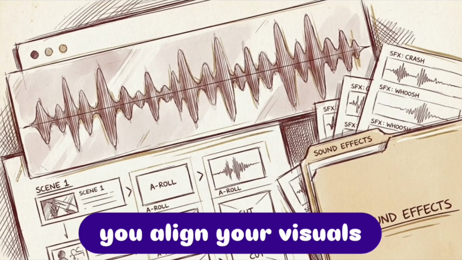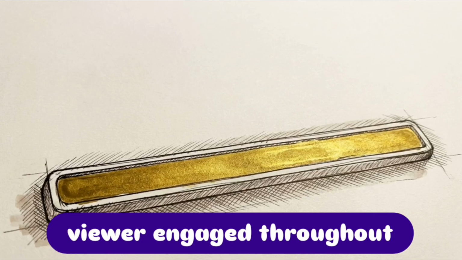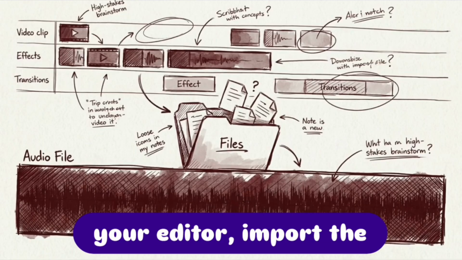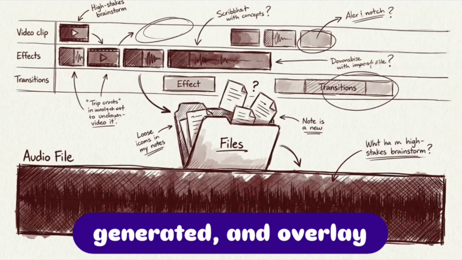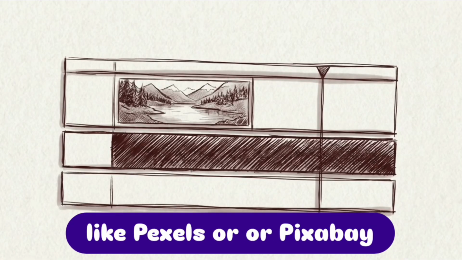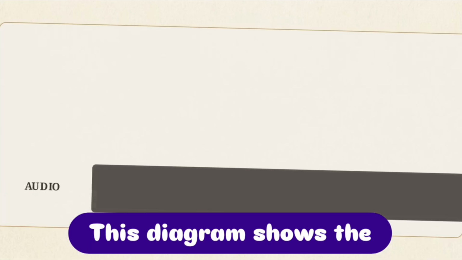This is the phase where you align your visuals and audio to keep the viewer engaged throughout the entire video. Set up your timeline in your editor. Import the audio file you just generated and overlay high-quality background video from a free library like Pexels or Pixabay. This diagram shows the layers.